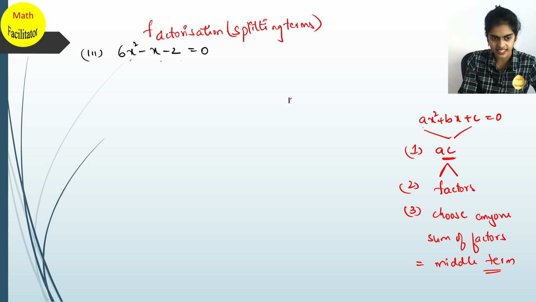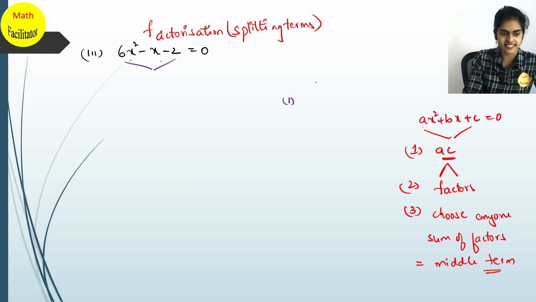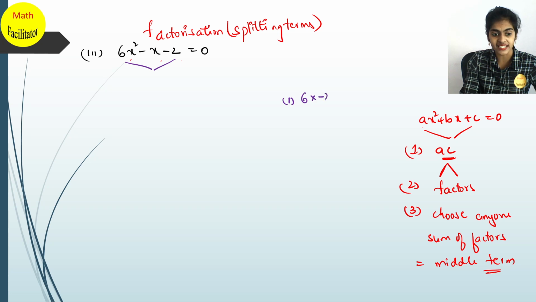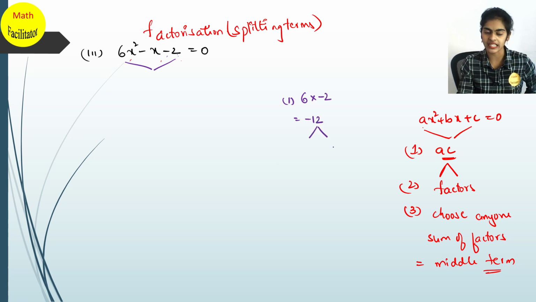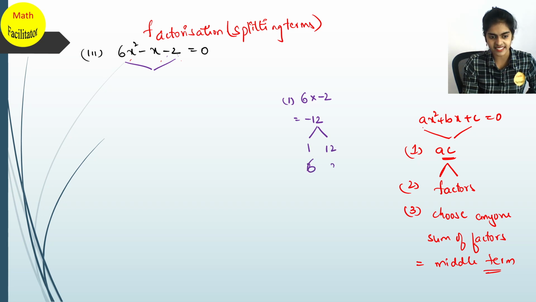Here let me explain this. Let us follow the first step. I told you, you will take the product of a and c. This is a, this is c. So 6 into minus 2, take it along with the sign. Here the constant is minus 2. 6 into minus 2 gives me minus 12. Now what are the factors of minus 12? Minus 12 I can write as 1 and 12, 6 and 2, 4 and 3.